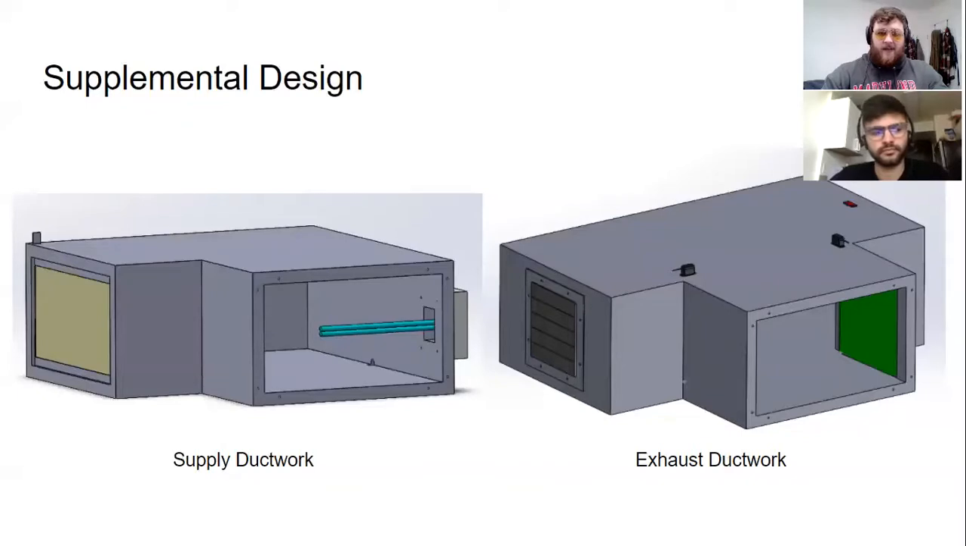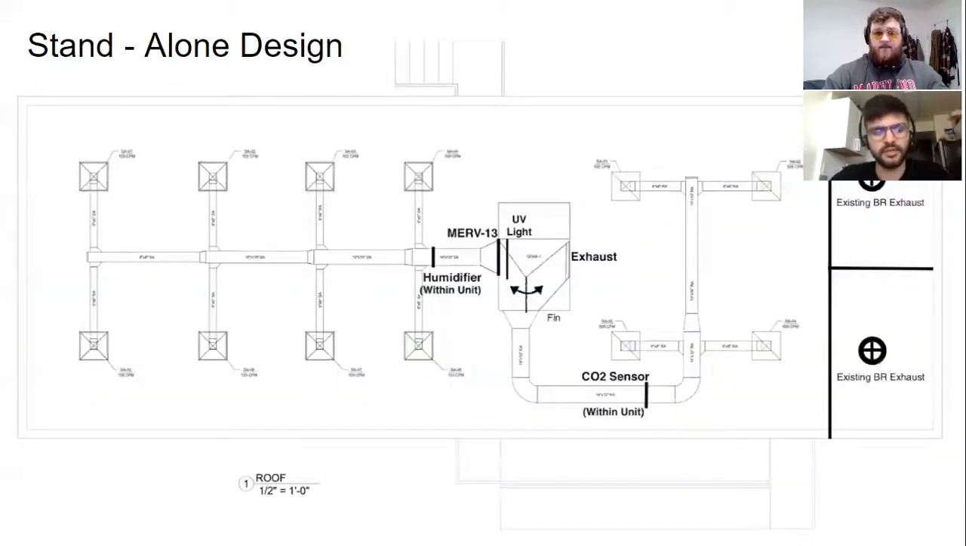It consists of a supply and exhaust duct. It's connected to an outdoor air processing unit, and this system works in conjunction with the existing HVAC system. The standalone design would be a complete HVAC replacement. This system would be using an air handling unit with additional specifications in order to provide a COVID-safe environment.